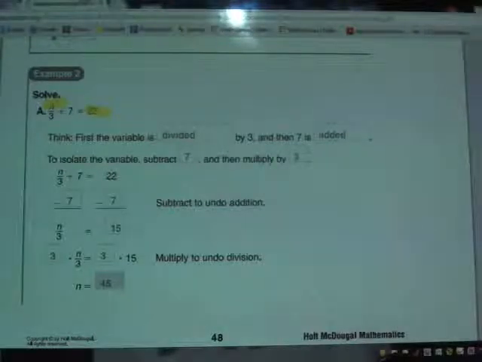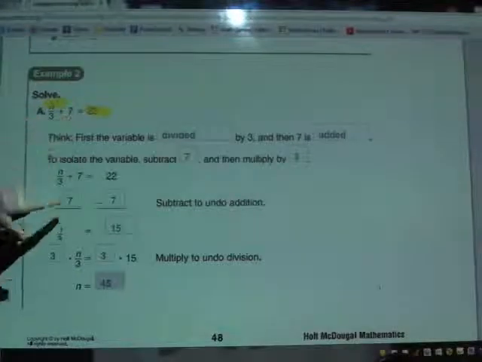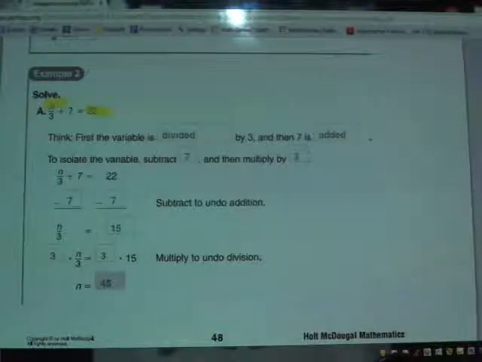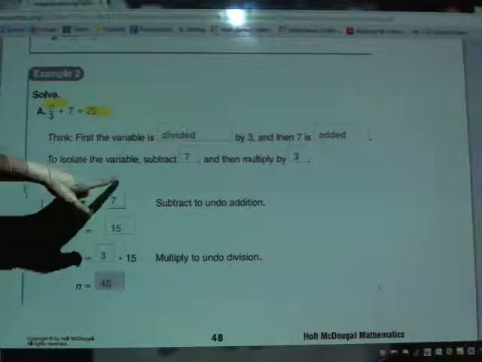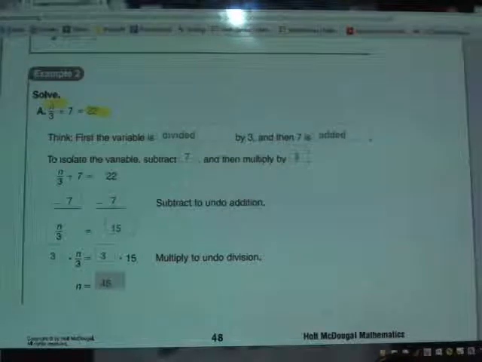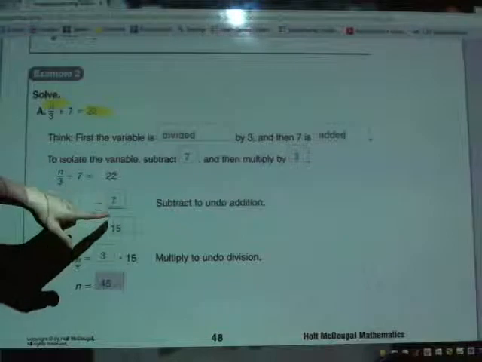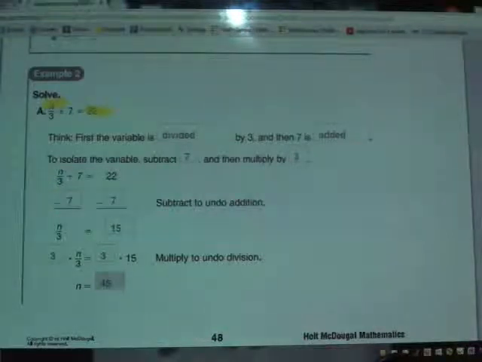So, knowing that 7 is going to move first, let's move 7 to the opposite side by doing the opposite, because that's what we do. Since 7 has an addition sign in front of it, I'm going to do the opposite, which is to subtract 7 from both sides. So I have n over 3 here, and 22 minus 7, which is 15. Okay, so now this looks a lot like just a basic one-step equation.